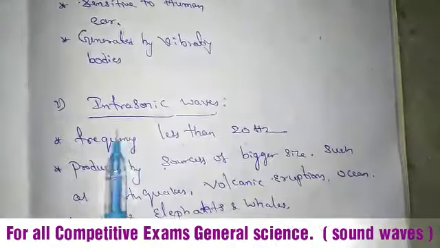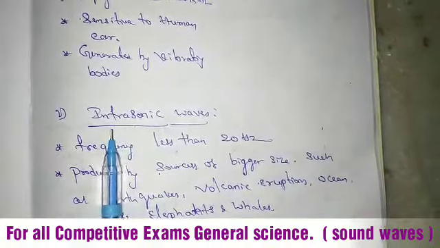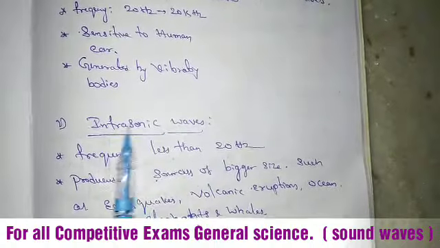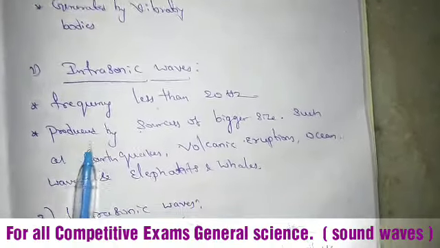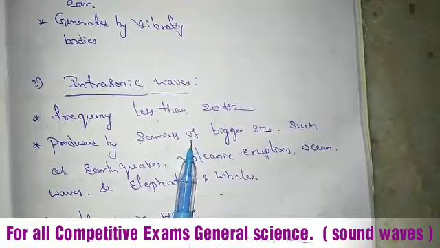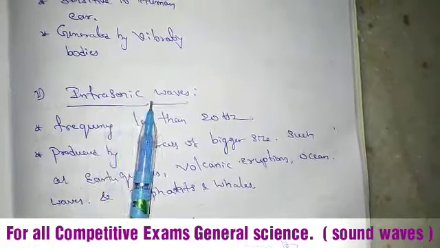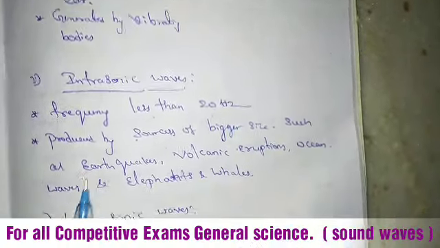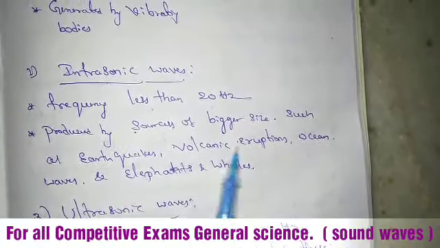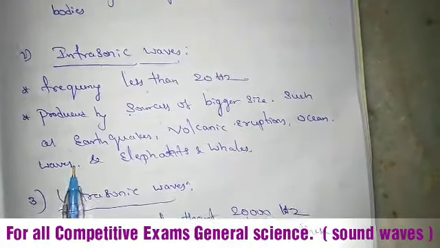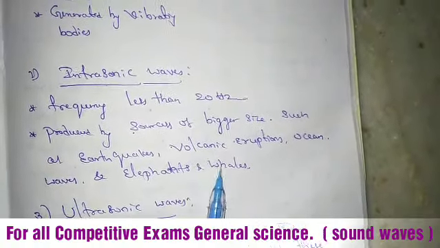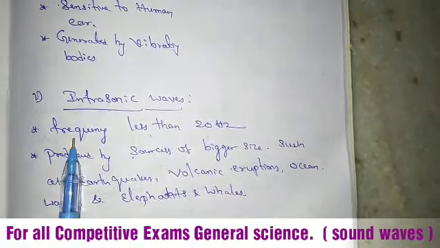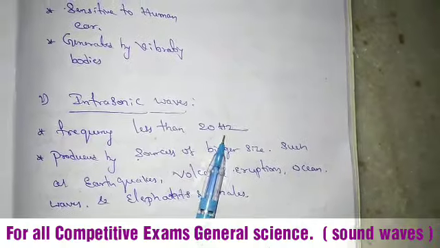The second one is infrasonic waves. Infrasonic waves are waves with a frequency less than 20 Hertz. These are produced by sources of bigger size, such as earthquakes, volcanic eruptions, ocean waves, elephants and whales. These produce infrasonic waves, and their frequency range is less than 20 Hertz.